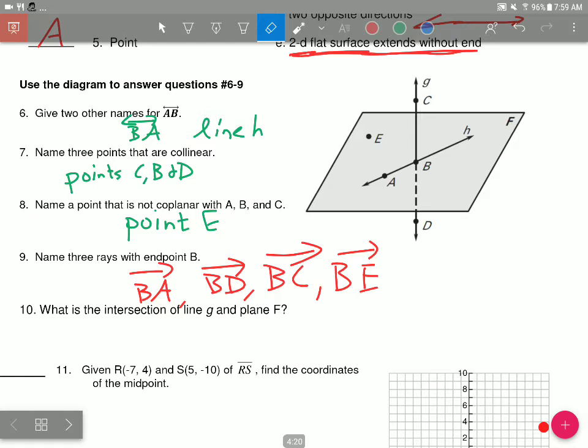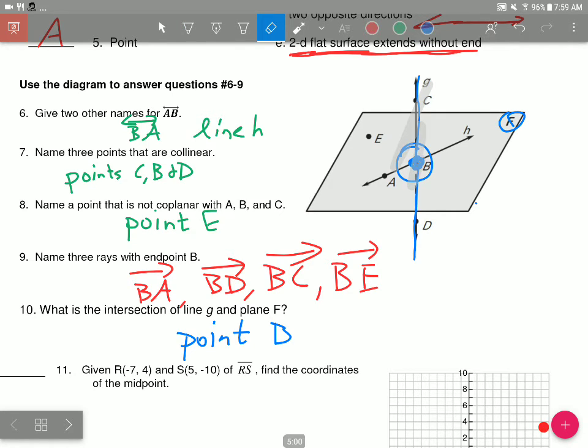What is the intersection of line G and plane F? Okay, so they use the labels. Line G, that is this bad boy. And plane F, well, that's this one. That's all of this sheet of paper. Now remember, this line punctures that. So it comes from up above and then punctures the plane and goes below it. You have to be able to see that. So the only place it touches is right here at point B.